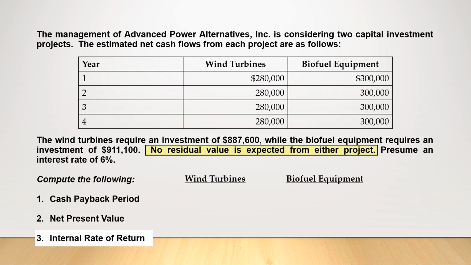Your book may not have the following specified, depending on when you're watching this video, but presume an interest rate of 6%. If you like, pause this video and see if you can determine each project's payback period and net present value. Starting with the cash payback period.